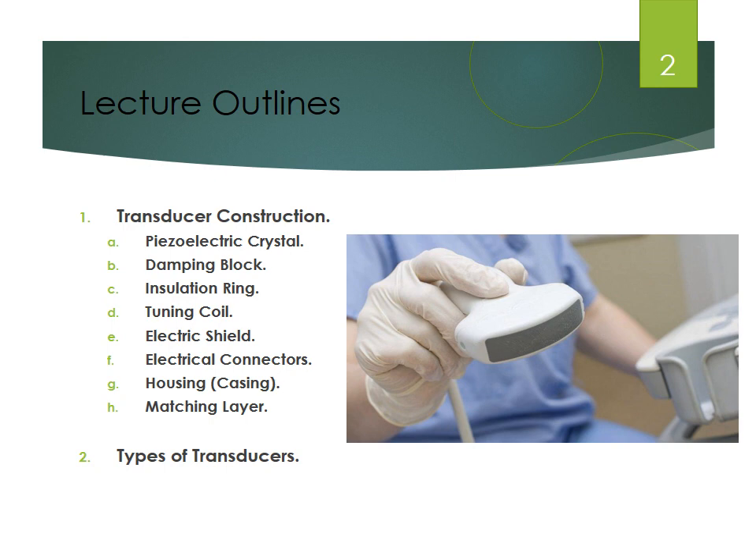To explain the geometrical construction of ultrasound transducers fluently, we must first understand the concepts of transducer construction and its various types, keeping in mind that the basic components of each ultrasound transducer's construction are the piezoelectric crystal, damping block, insulation ring, tuning coil, electric shield, electrical connectors, housing, and matching layer.